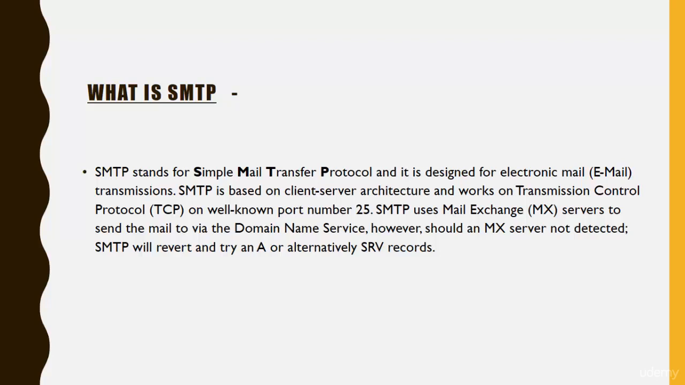SMTP uses mail exchange servers to send the mail via the domain name service. However, should an MX server not be detected, SMTP will revert to A or alternative SRV records. So when you send a mail via Gmail or Yahoo, this is how SMTP works. If there is no SMTP, your mail won't be delivered, because the SMTP pushes your mail to the recipient or the client.